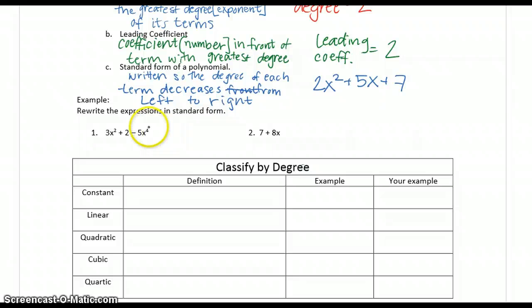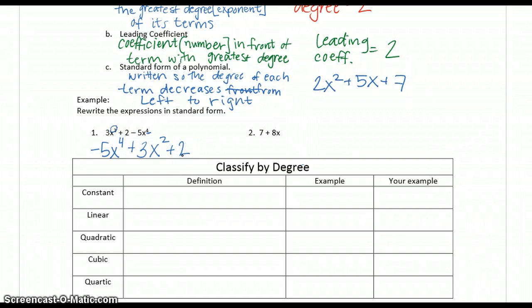Our highest degree here is 4. So we're going to start with our term negative 5x to the fourth. Our next highest term is x squared. So our next term will be plus 3x squared, and then we'll end with plus 2.